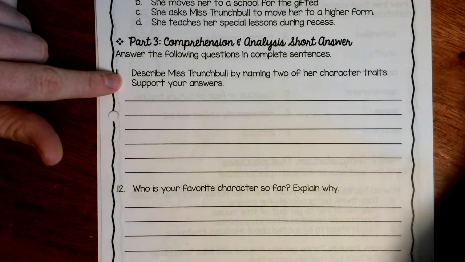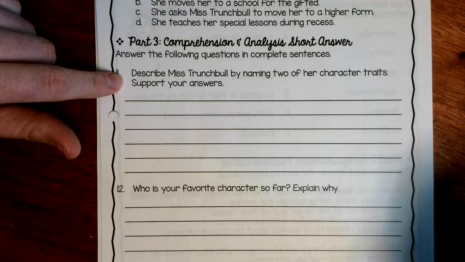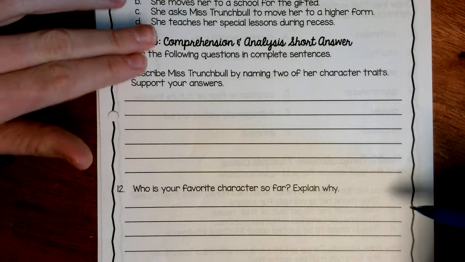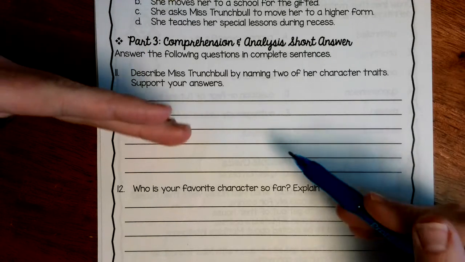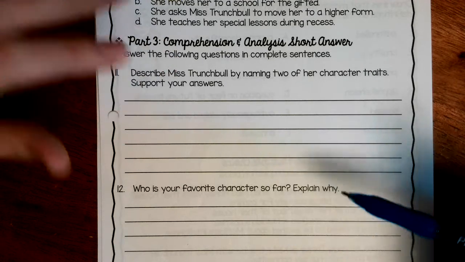11. Describe Miss Trunchbull by naming 2 of her character traits and support your answer. So you need to use complete sentences. You can't just list mean, awesome. Okay? You need to use things from the story.